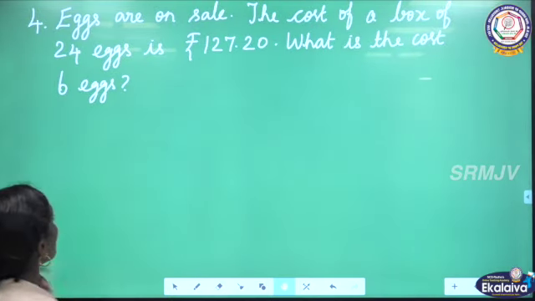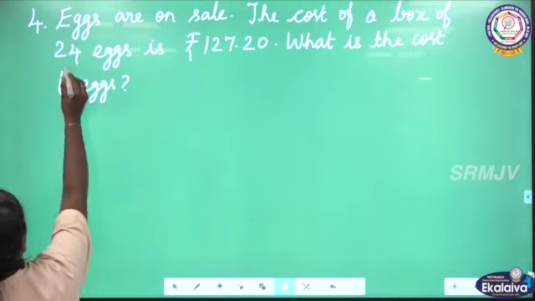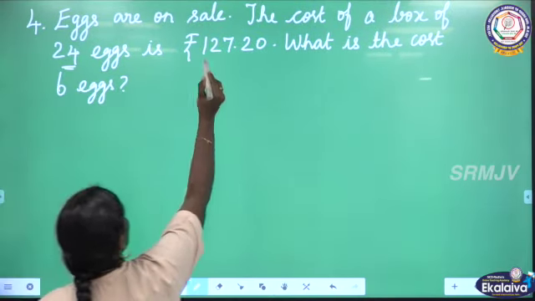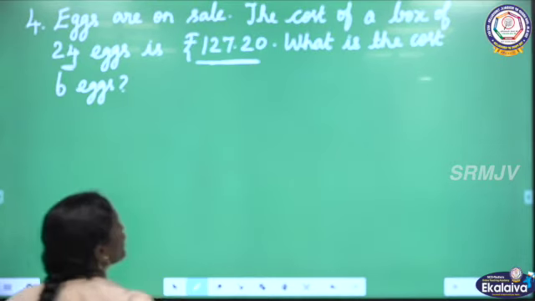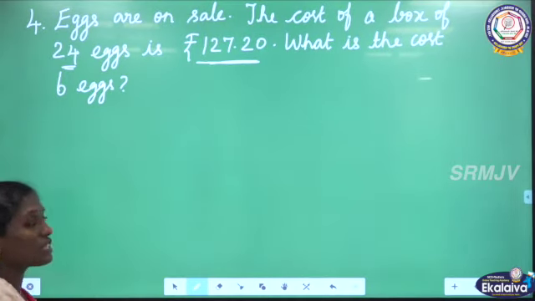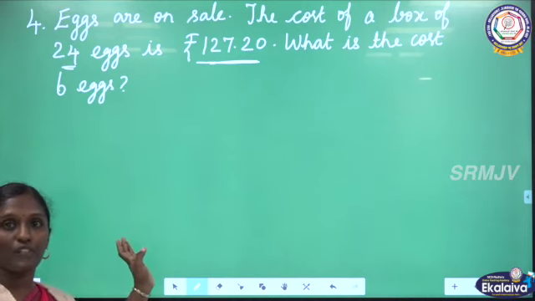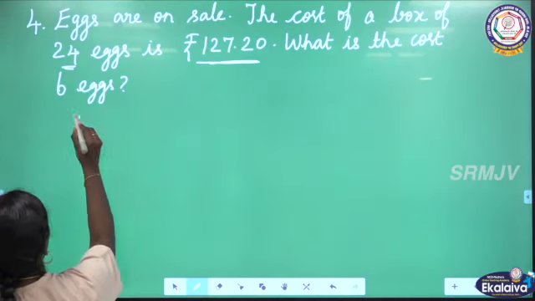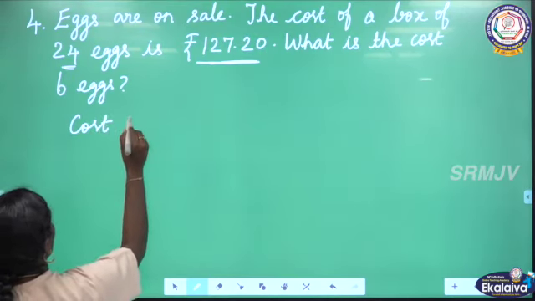The next one, eggs are on sale. The cost of a box of 24 eggs is rupees 127.20. What is the cost of 6 eggs? Here the cost of 24 eggs is given. From this we are going to find the cost of 6 eggs. First we have to find out the cost of 1 egg.